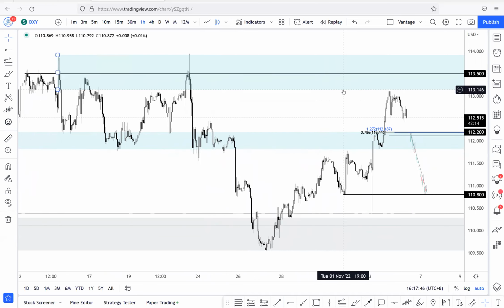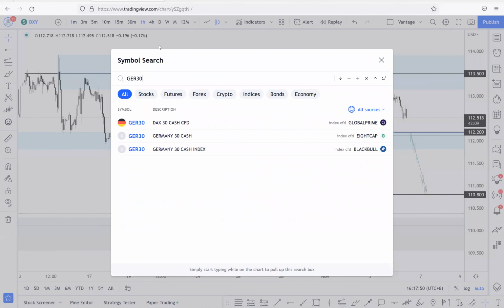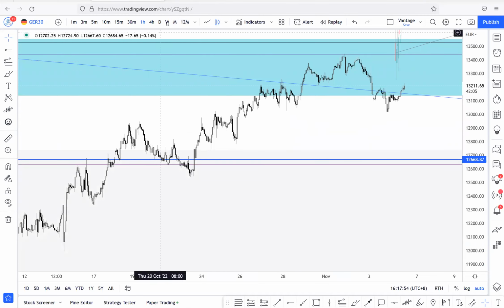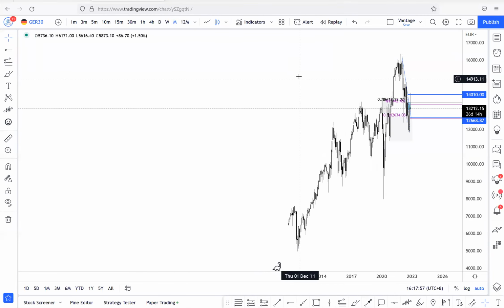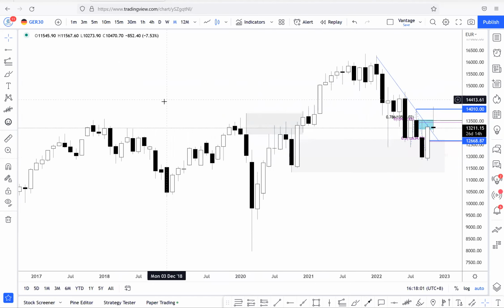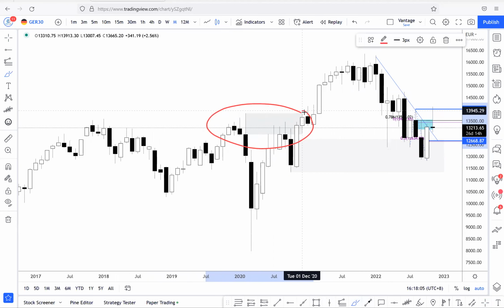Okay, so let's take a look at DXY as well. So DXY is still testing the region. So again, on the higher time frame first, you can see that these levels are still pretty much the same. We have the weekly zone identified here, right? So this is on the weekly time frame. Sorry, the monthly time frame.